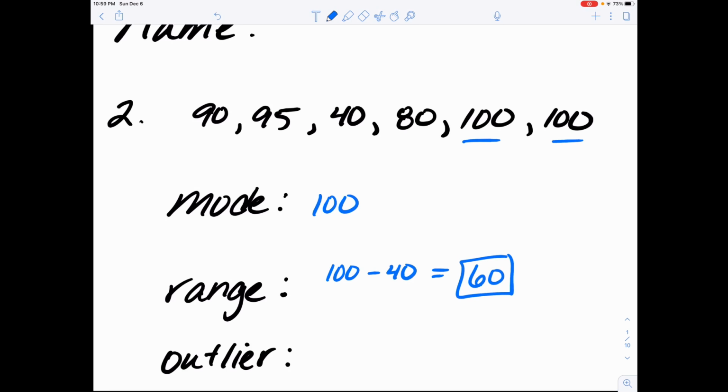Outlier, again, is just the value that doesn't necessarily belong with the others. I think if we looked at all 6 of these values, 90, 95, 40, 80, 100, and 100, we might notice that the 40 is much, much lower than the other members of the data set. Therefore, 40 is our outlier.